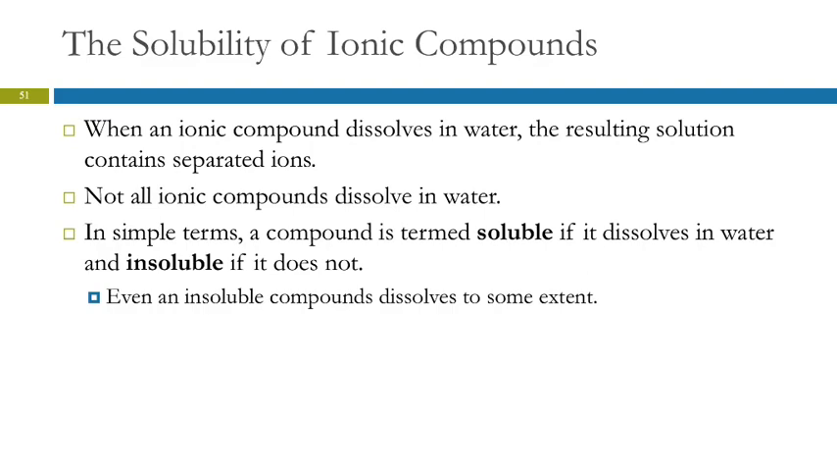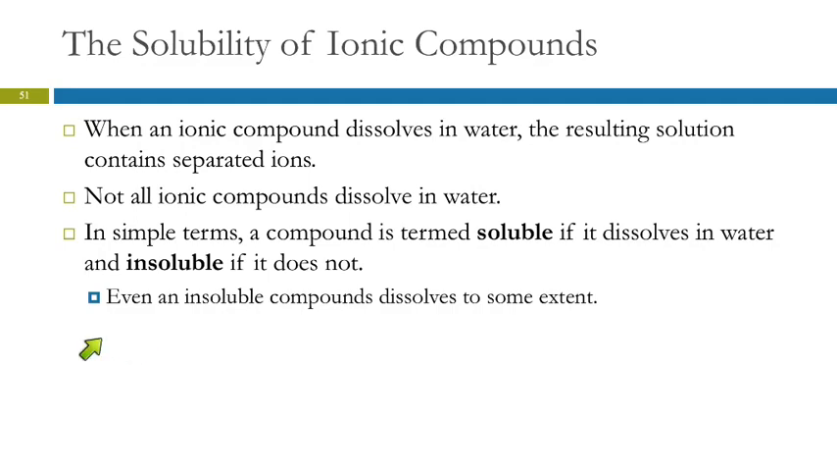So an ionic compound dissolves in water. Now we have separated ions, and that solution will be an electrolyte. The thing is, not all ionic compounds dissolve in water. So if it dissolves, we say it's soluble. We say it's insoluble if it does not dissolve. And those are qualitative terms. And there is kind of a gray area in the middle, and we kind of solve that by saying slightly soluble.